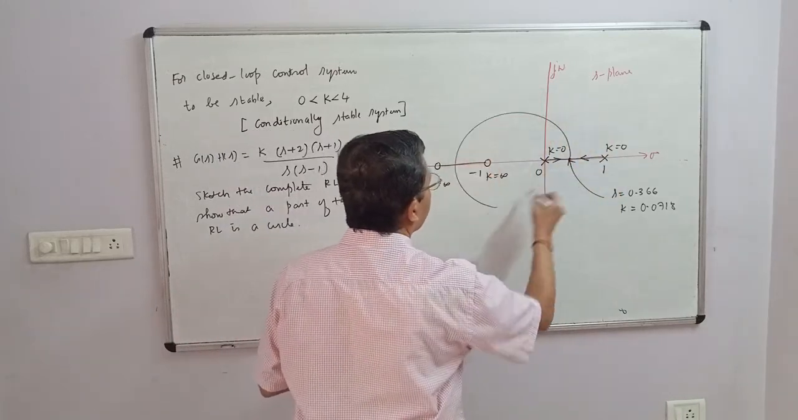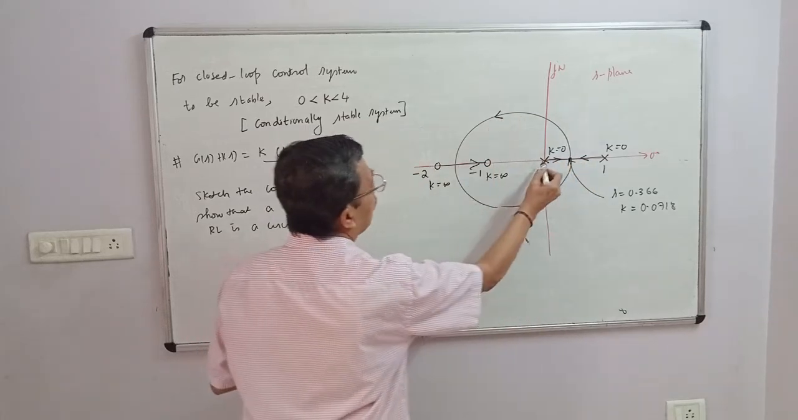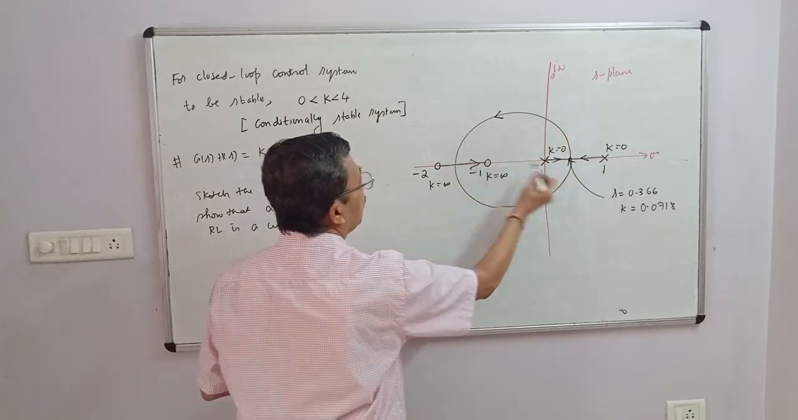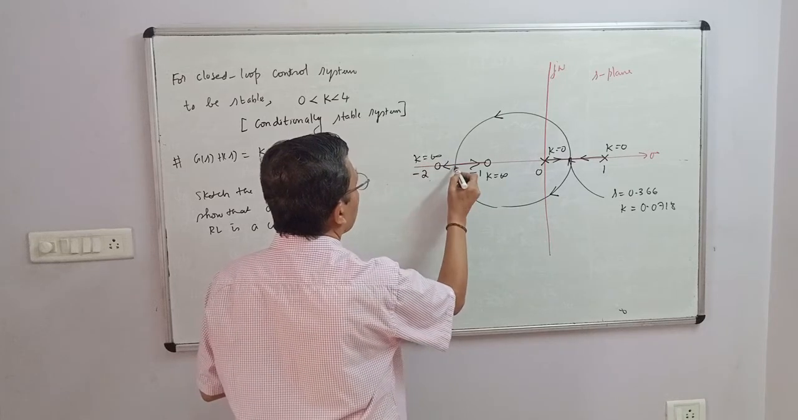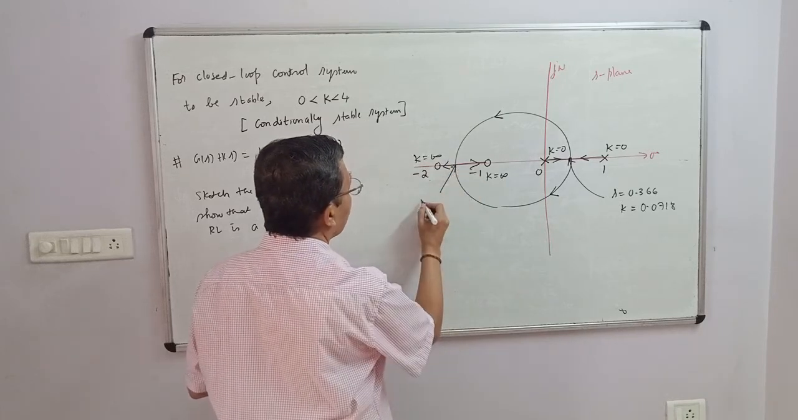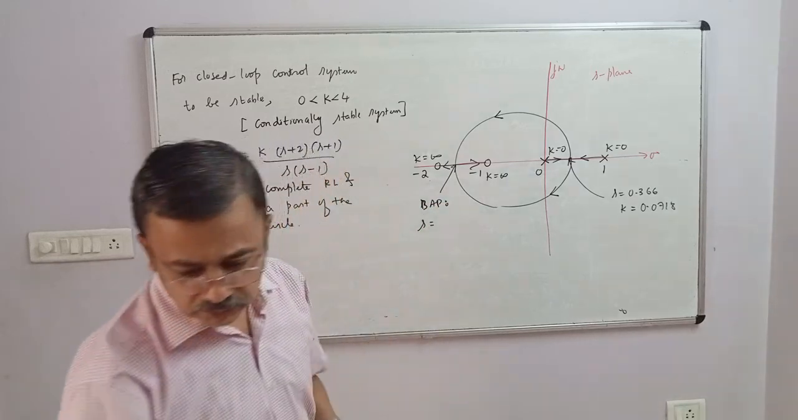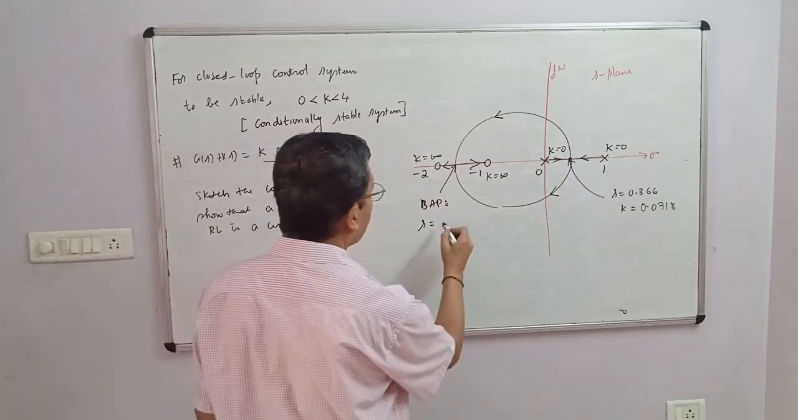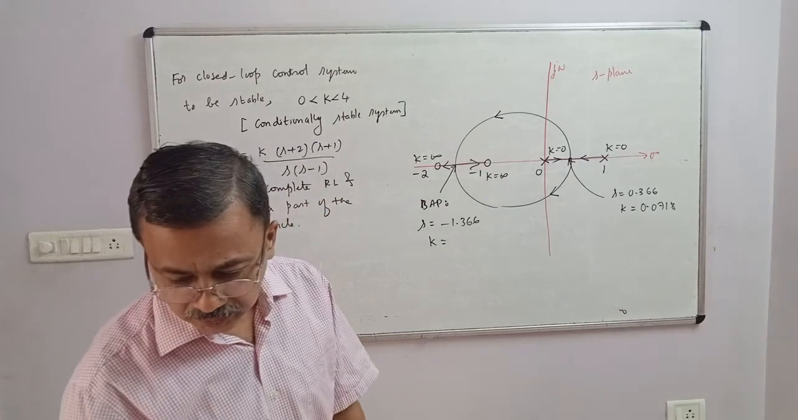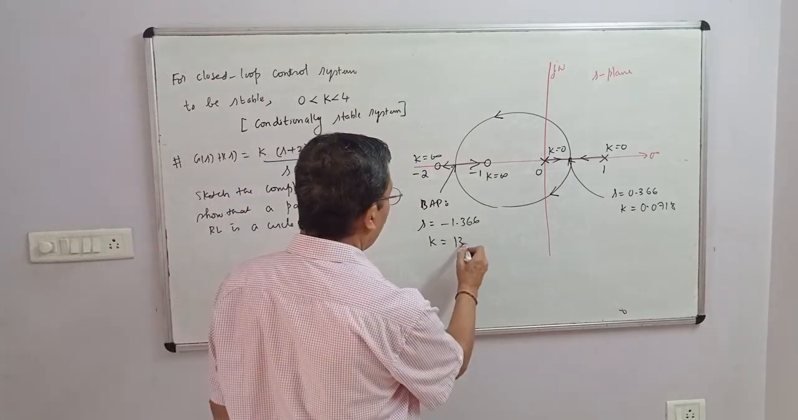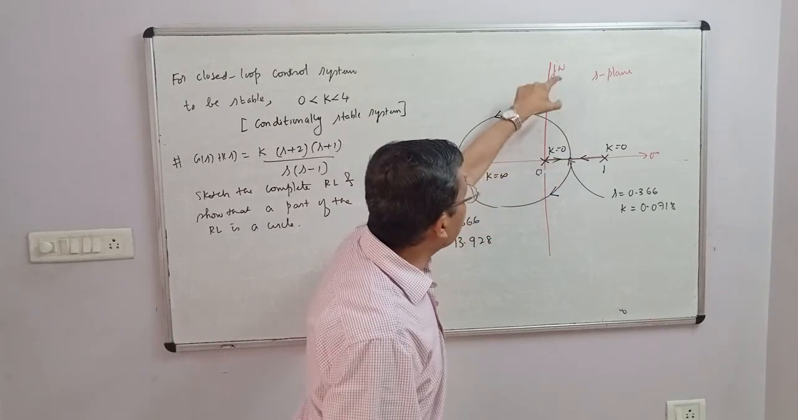This is how they bend. Let us assume that this pole comes and meets this zero. This pole, let us assume, comes and meets this zero. Then the other pole has to meet this zero. Here also you have got a breakaway point. This breakaway point is s equal to minus 1.366. The value of k here is 13.928. Please note, here the root locus is leaving the real axis.